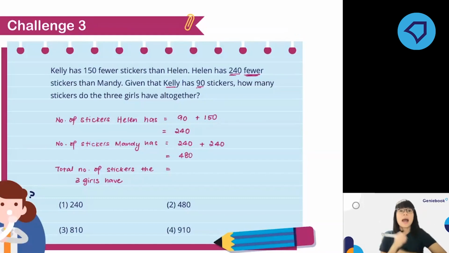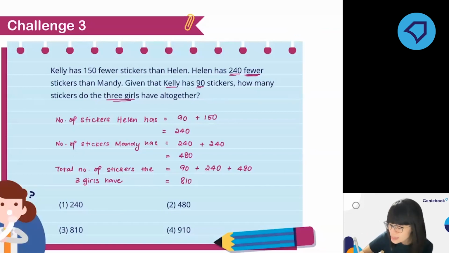480. Excellent job. And that's still not the final answer, because the question is asking how many stickers the 3 girls have altogether. So you need to take Kelly plus Helen plus Mandy. Kelly has 90, Helen has 240, Mandy has 480. So you need to take 90 plus 240 plus 480, and that will give you the final answer of 810. You guys are correct. So the answer would be option number 3.